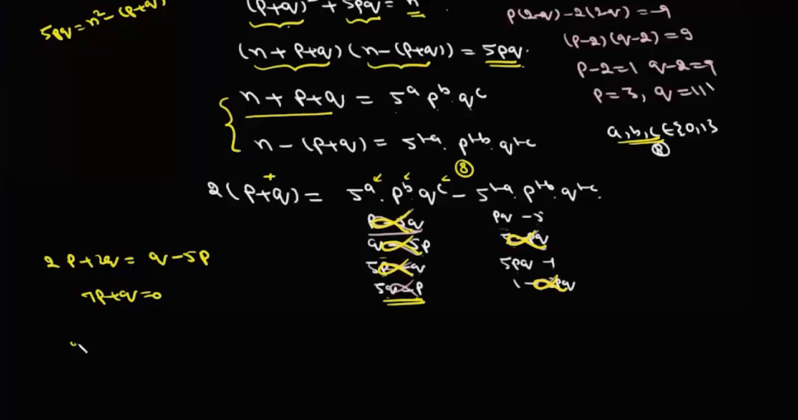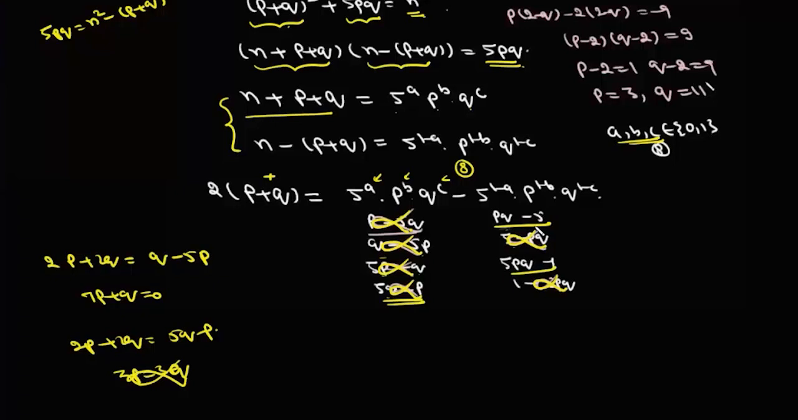5q minus p, so 2p plus 2q, and this is 5q minus p. Now this is 3p equals 3q. Now p is not equal to q. This also is not possible. Then we are left with pq minus 5 and 5pq minus 1.